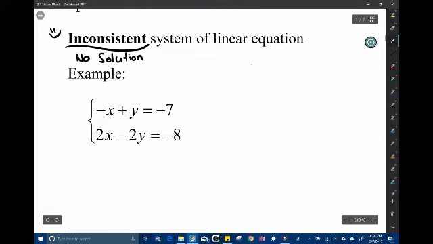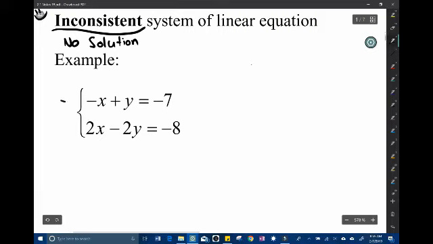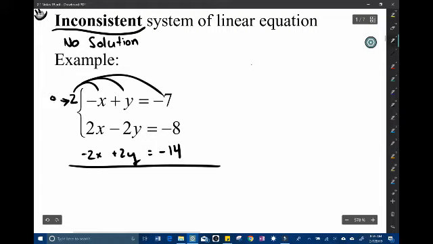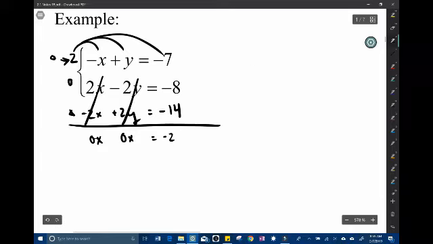Why that happens is if we were to solve this one, use good old elimination method, just going to multiply everything by 2. That makes it -2x plus 2y is equal to -14. The x's cancel, the y's cancel. And on the other side, we have negative 22. And notice we have 0 is equal to negative 22. That is never true.